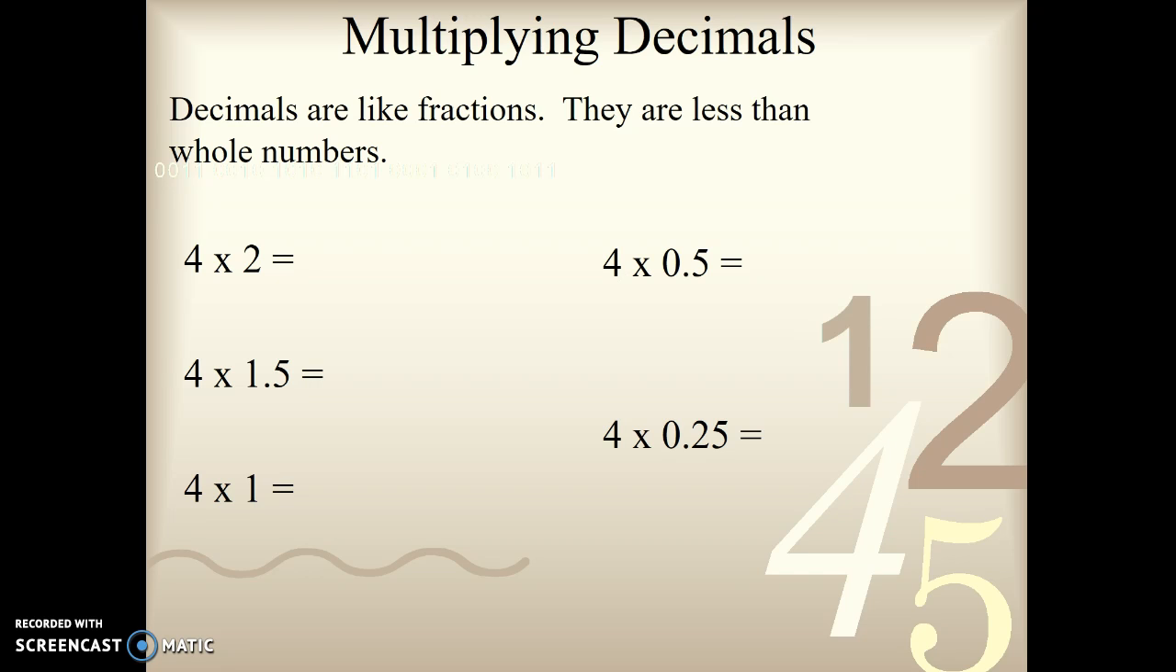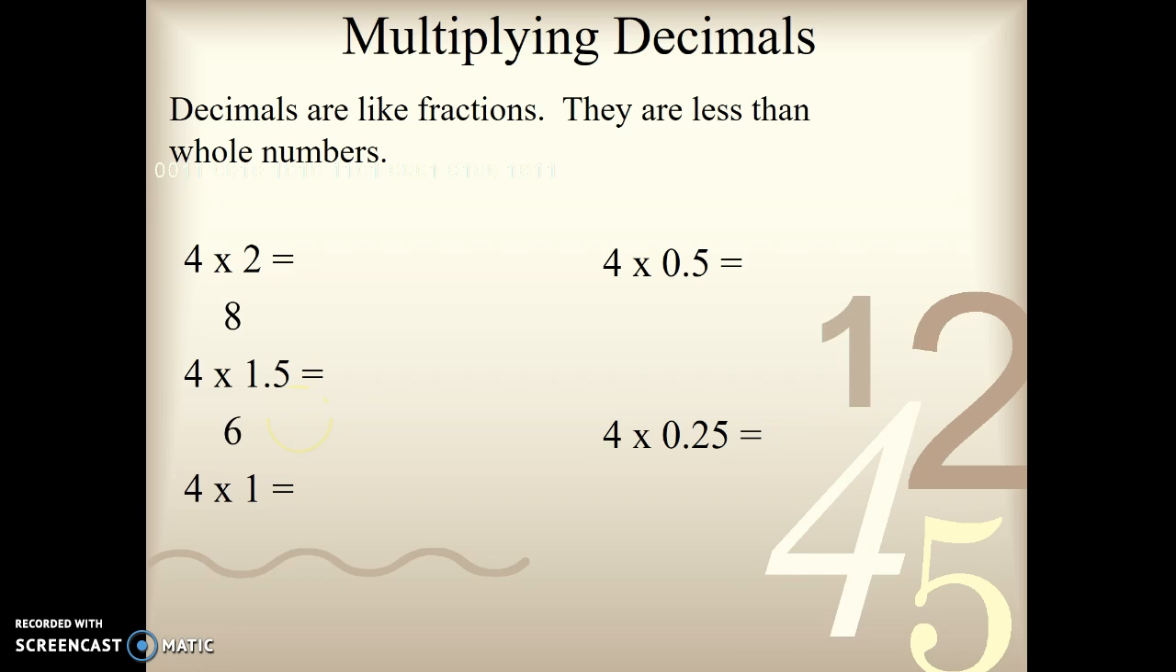4 times 2, let's take that first one. We all know that. That's 8. That's not hard. 4 times 1.5. Okay, if I just reason about this for a second, 4 times 1.5 is going to give me a product that's more than 4 because we've got the 1 there, plus another half of 4. So 4 times 1.5 is 6.